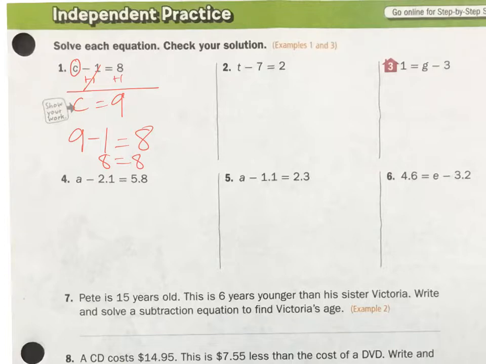Okay? Let's do number 2. I want to get that variable all by itself. The way I get rid of minus 7 is I add 7, and I do that to both sides. t, those cancel, equals 9. Now I'm going to check it. 9 minus 7 equals 2. That's 2, that's 2. We are good.